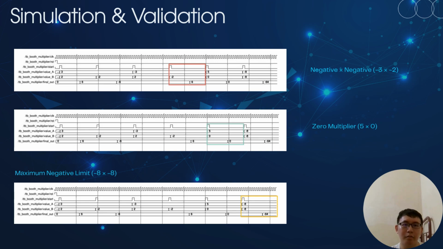Then we try the 0 multiplier. We use 5 times 0, then we get 0. But lastly, when we try to use the maximum negative value limit with negative 8 times negative 8, we get the result of negative 64 instead of positive 64. This is because the 4-bit accumulator cannot represent the positive 64. It will overflow, so it will present a negative value for 64.